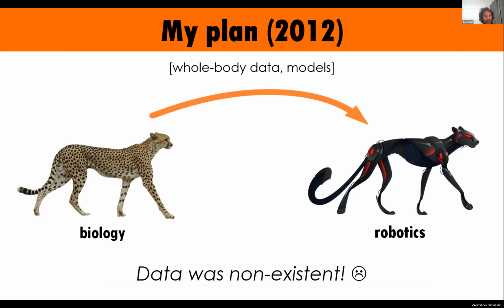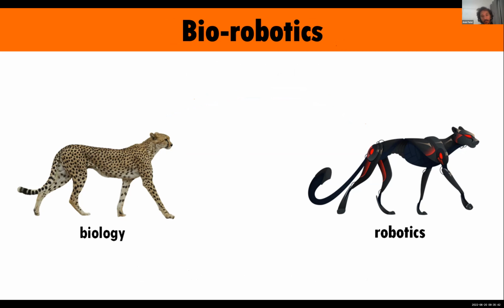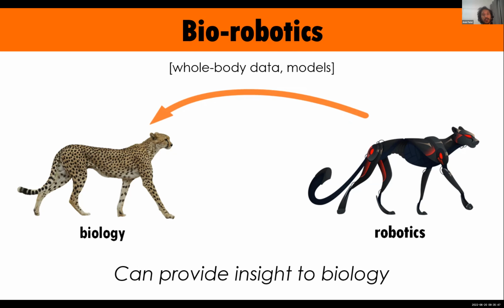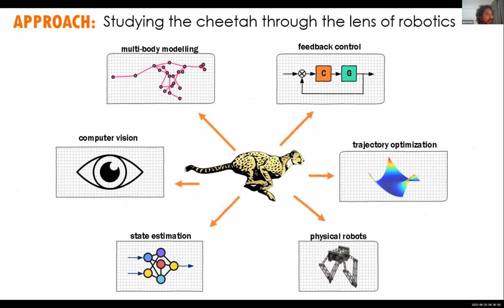Thanks. Okay. So yeah, unfortunately, this data was non-existent. There was very little that we knew about the cheetah's locomotion. So what I thought was, okay, could I use my knowledge of robotics to provide insight to biology through things like new models, both simulation and physical models in the form of robots, and then also provide new ways of collecting data. And that's sort of what we do in my lab.